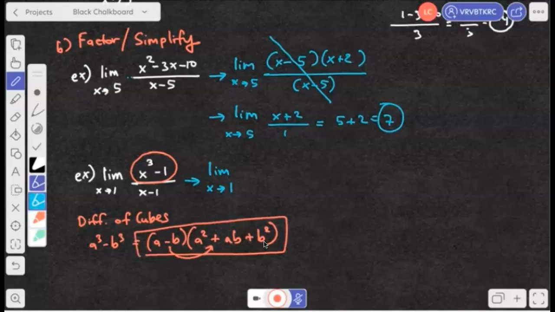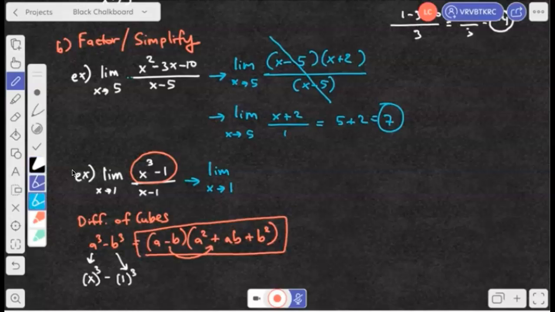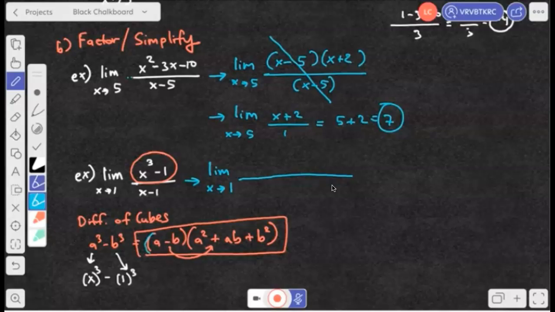Now we're going to go back to our problem, and we've got to use that difference of cubes formula in order to factor out that cubic. So a is going to be treated as x, and b is going to be treated as 1. So you have x cubed minus 1 cubed instead of a cubed minus b cubed. So in our problem, if we go back to the writing in blue, we're going to have to factor that x cubed minus 1.